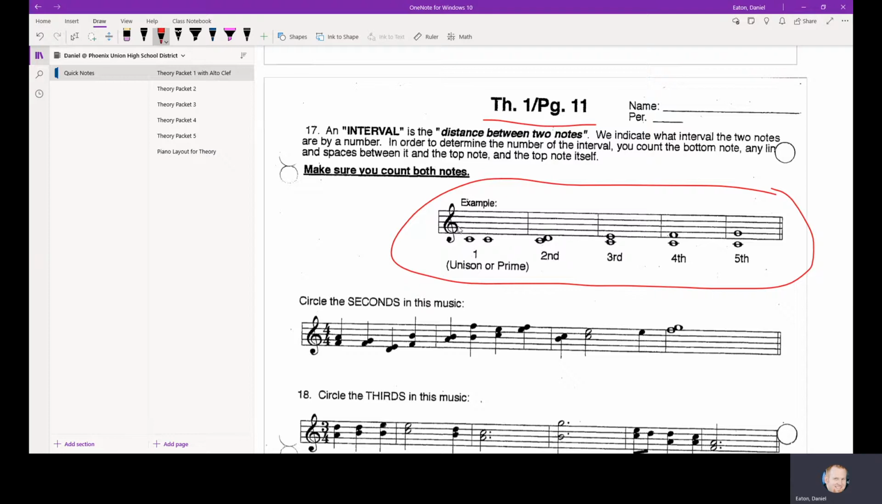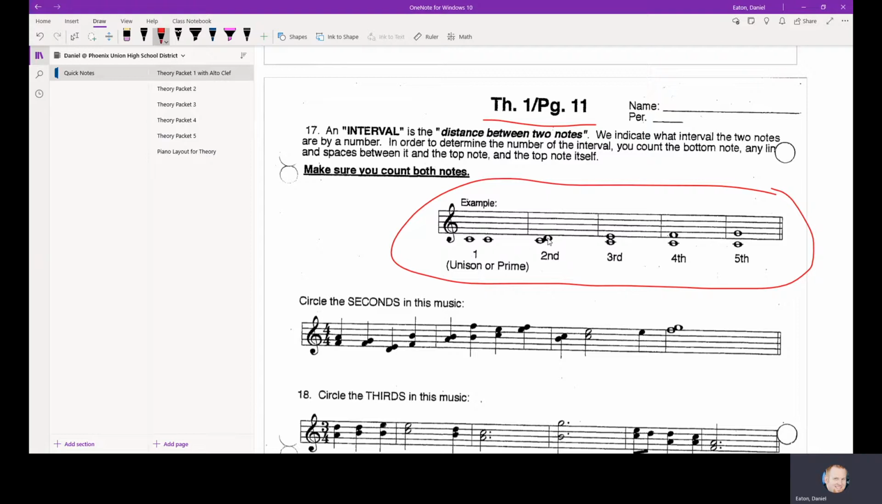This first example, in treble clef, this is a C. These two notes are the same note. They're both a ledger line down, or the line below the bottom line in treble clef. And we indicate that as a 1. It's called a unison or a prime. We're just meaning it's the same note. Now, take a look at this next example.